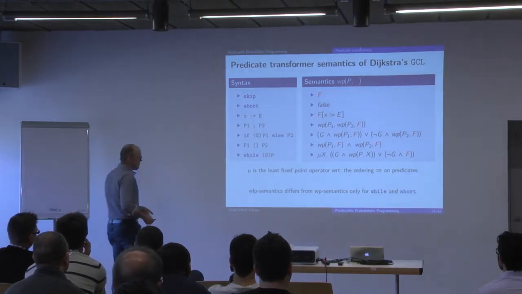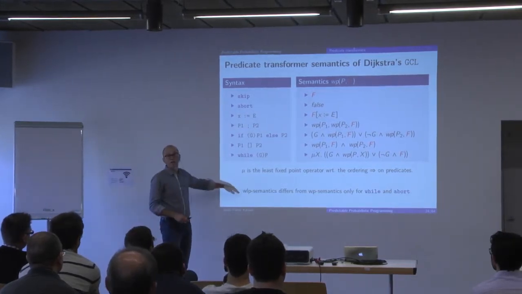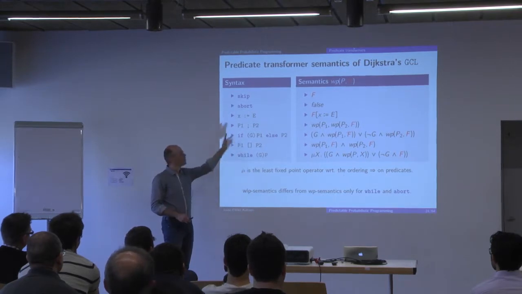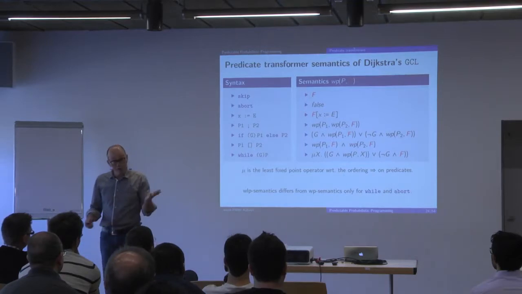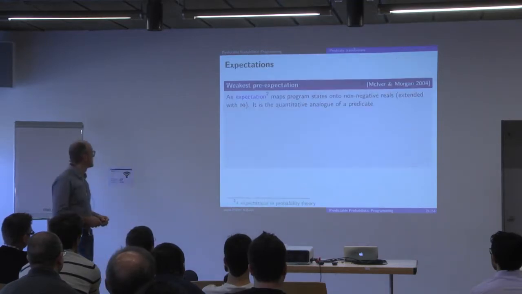So the WLP semantics just differs from the while and the abort. While is getting the largest fixed point, abort is getting true rather than false, because you allow the program to terminate. So how does this work in the probabilistic setting?